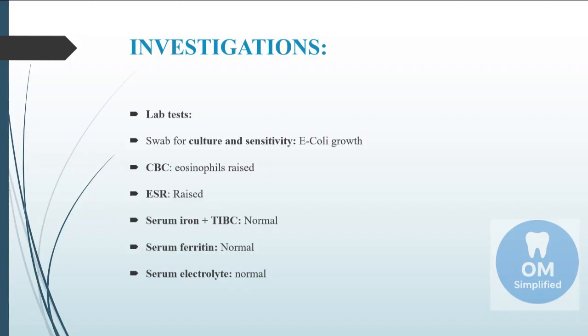His eosinophils and ESR were raised, while iron studies and electrolytes were normal. The swab culture revealed secondary bacterial infection with E. coli growth. Okay, this could occur because of the raw ulcers that are prone to contamination. So it was a secondary infection in this patient.